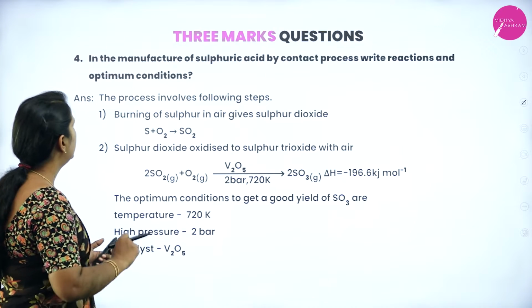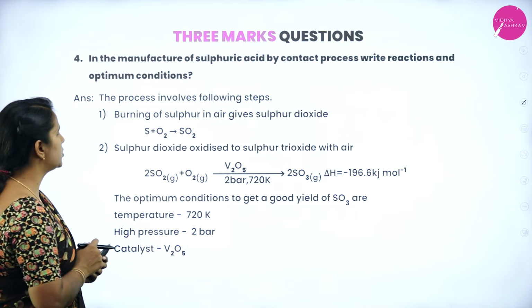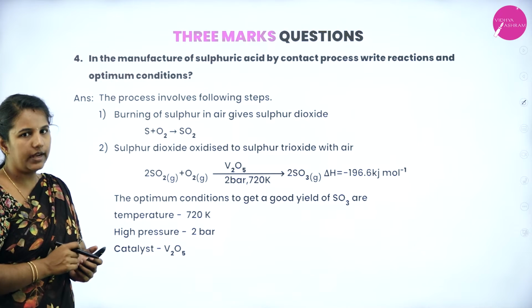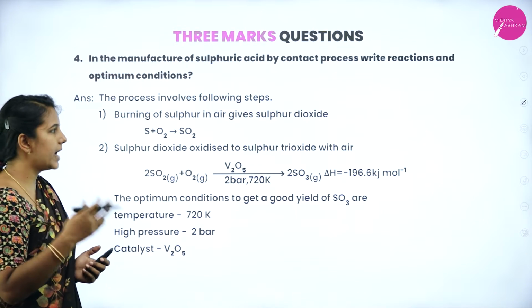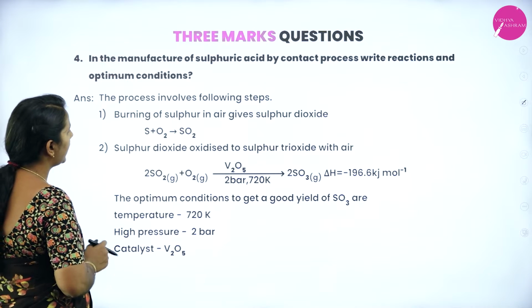Next we have, in the manufacturing of sulfuric acid by contact process, write the reaction and optimum conditions. So here also there will be 3 to 4 steps. Let us understand what are the optimum conditions and the reactions which happen in the preparation of sulfuric acid by contact process.